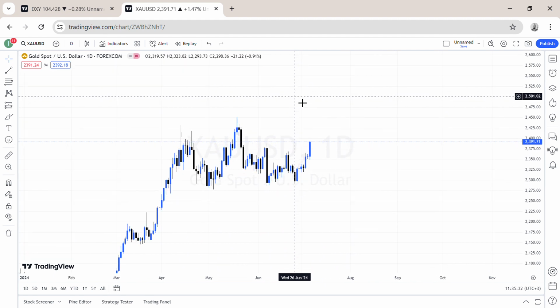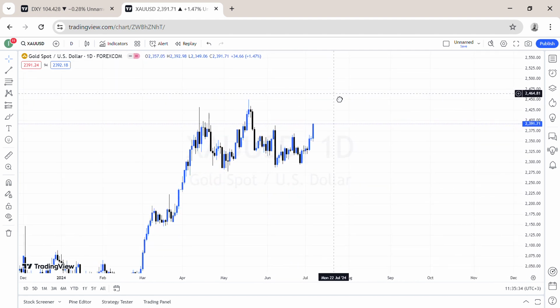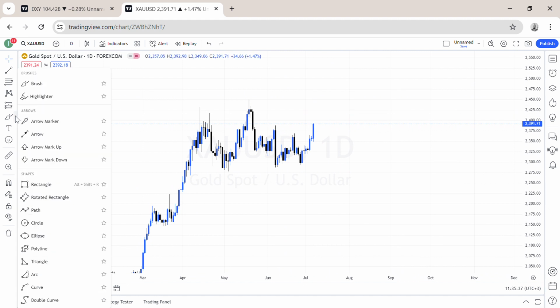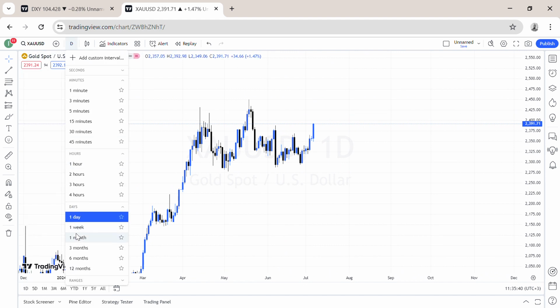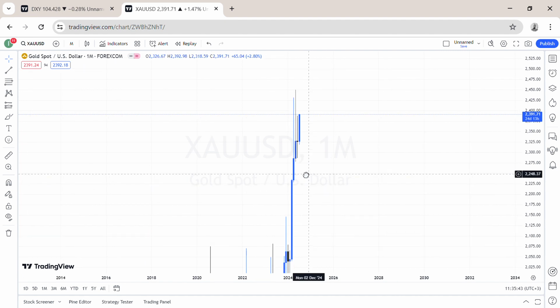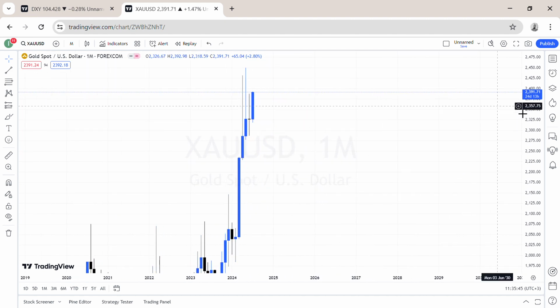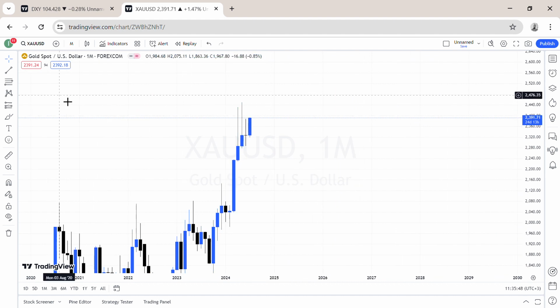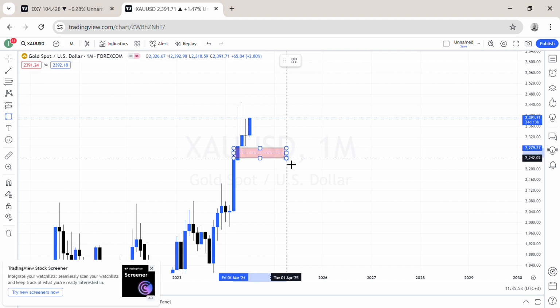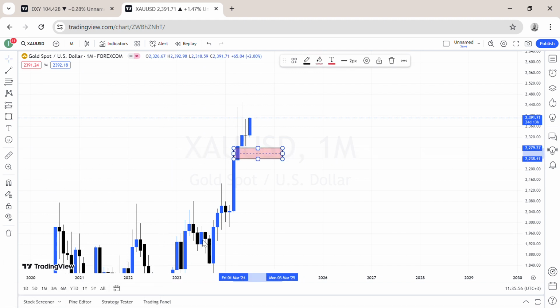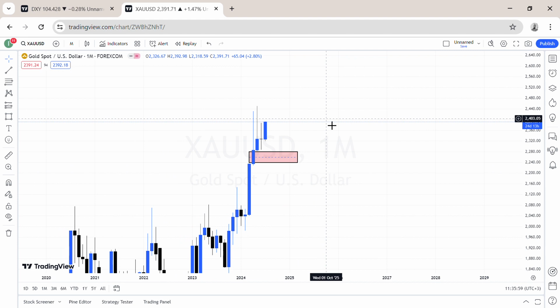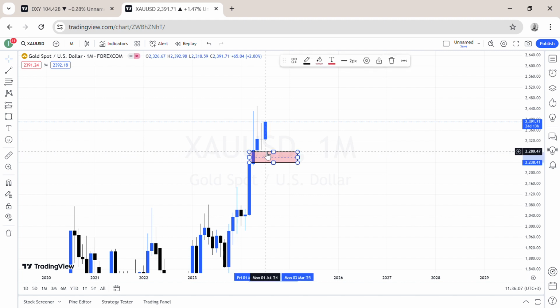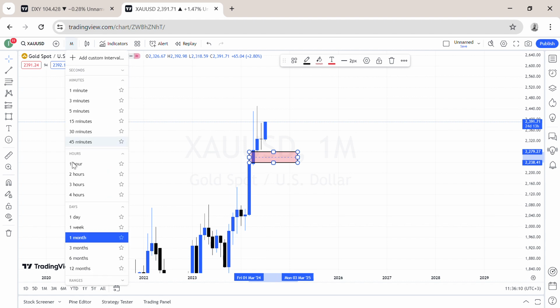So going to gold, when we look, let me just go back to 1 month time frame just to show you something. I was very positive last week on gold that it was going to come to this fair value gap right here, right there. I was very positive that this price was going to come to this fair value gap, but unfortunately, it didn't get there. Okay, so having that in mind, let's go to the weekly.